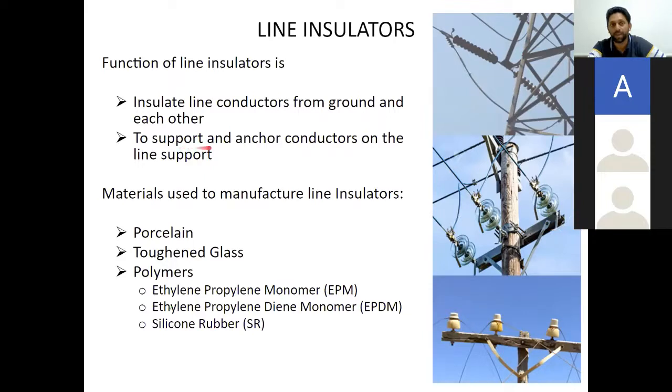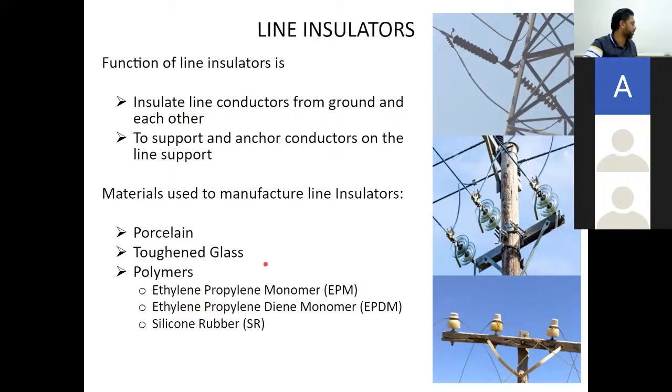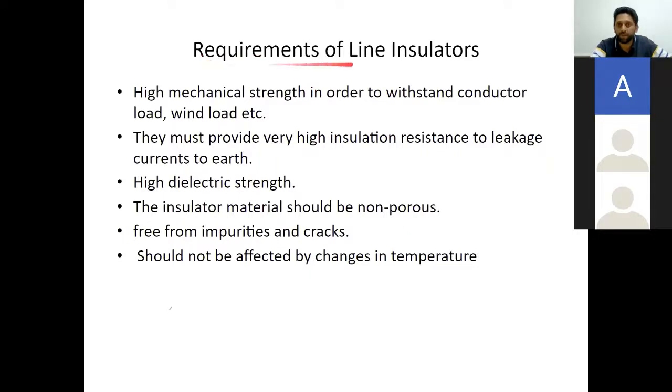Also, it supports and anchors conductors. Actually, this insulator is the one which supports this line. Support means holding. It is holding the line. So holding is one function, and the other is to insulate the conductor. So these are the 2 functions, and normally line insulators are made of either porcelain, toughened glass, or polymers like mentioned here. I'm going a bit faster because we are about to finish the time, only 5 minutes left. And what are the requirements of a line insulator?